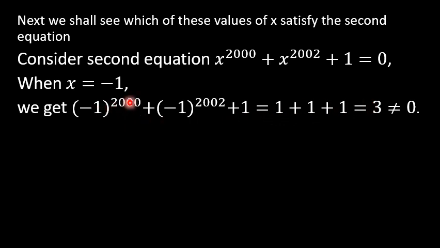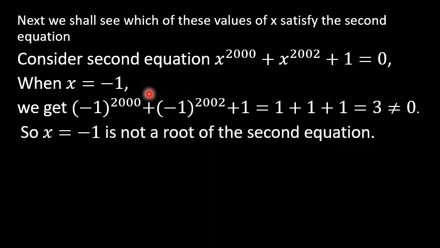That is, (minus 1) to the power of 2000 is 1, and (minus 1) to the power of 2002 is also 1, and we have 1 here. So this is 3, which is not equal to 0. Clearly x equals minus 1 is not a root of the second equation, because x equals minus 1 will not satisfy this equation x to the power of 2000 plus x to the power of 2002 plus 1 is equal to 0.